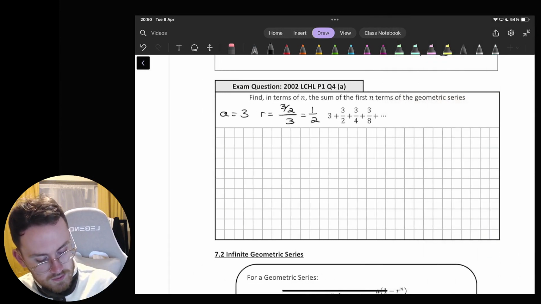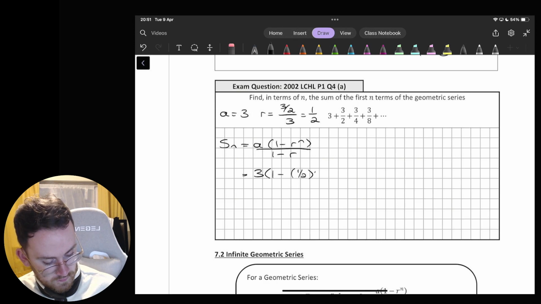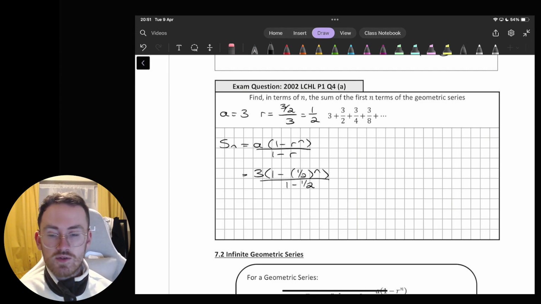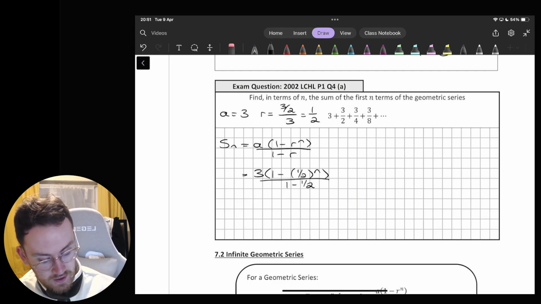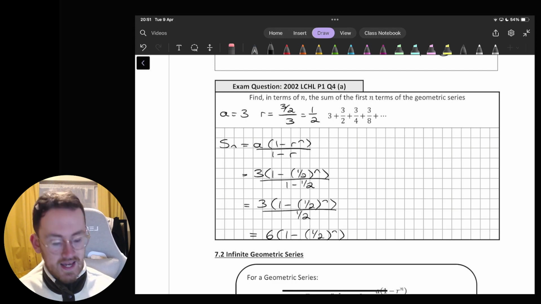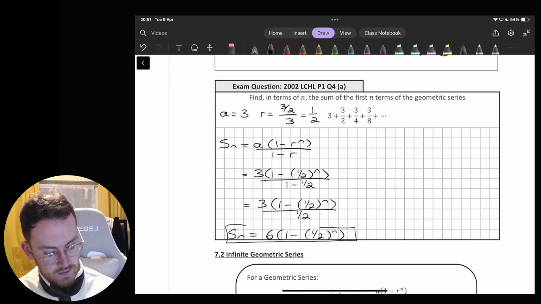Using my summation formula here, we know it's a times 1 minus r to the power of n over 1 minus r. I can fill in that information first of all: 3 times 1 minus a half to the power of n, over 1 minus a half. I want to find the first n terms, so I don't actually have to sub in any value for n here. I'm keeping that quite open, but I'm going to simplify what I have a little bit. 1 minus a half is of course a half, and that overall is going to give me 6 times 1 minus a half to the power of n. I can't really go any further with that one because I'm not using any particular values for n.